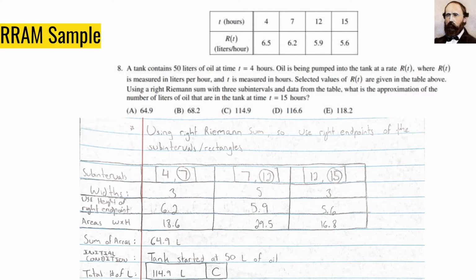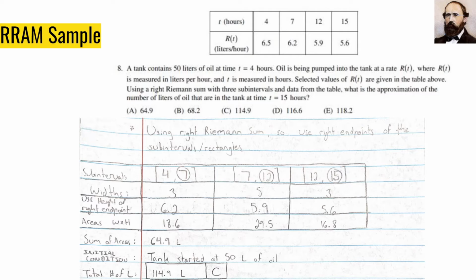And so this is basically the same thing. I used the same table to do it. And so the three intervals are from 4 to 7, 7 to 12, and from 12 to 15. And the widths are 3, 5, and 3. And the heights using the right endpoints of the subintervals and rectangles are 6.2, 5.9, and 5.6. And then the areas are 18.6, 29.5, and 16.8, which all equal 64.9.